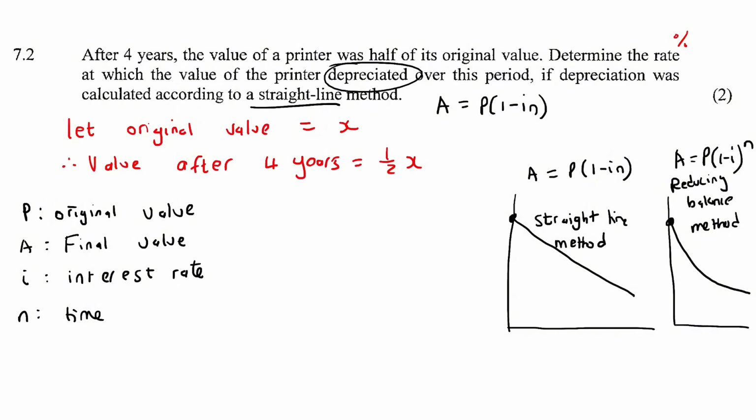So let's quickly write that formula down again. 1 minus iN. Right, so we know that A, the final value, is a half of x. We know that the original value is x. Okay, and then 1 minus. Now i is what we are trying to calculate, but they did say that it is, oh no, they didn't say anything funny. Okay, and then how long? 4 years. So time is going to be 4 years. So these two are being multiplied together, so I'm just going to make it 4i.